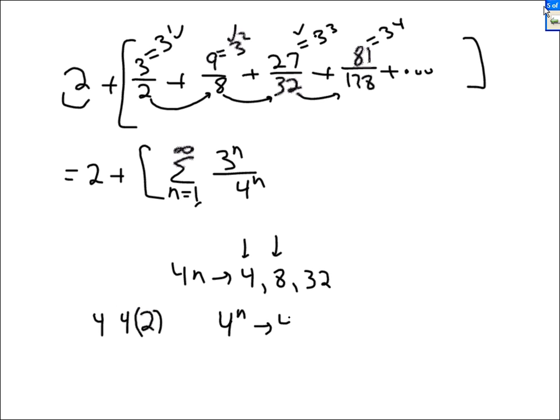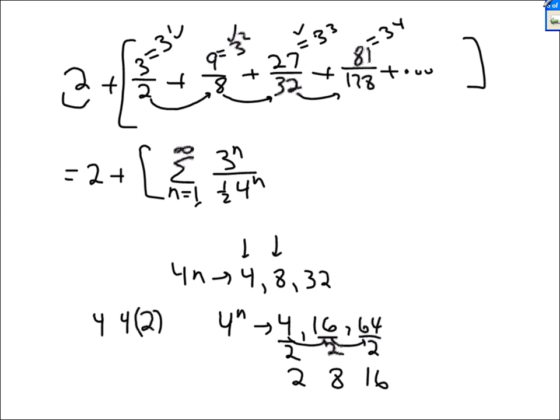When n is 1, you get 4. When n is 2, you get 16. When n is 3, you get 64. That's kind of what we want, except we don't want 4, 16, 64. If we divide each of these numbers by 2, then we're getting what we want: 2, 8, 32.